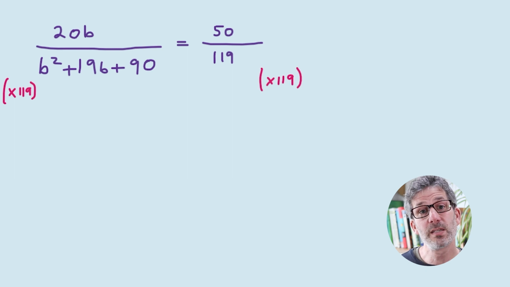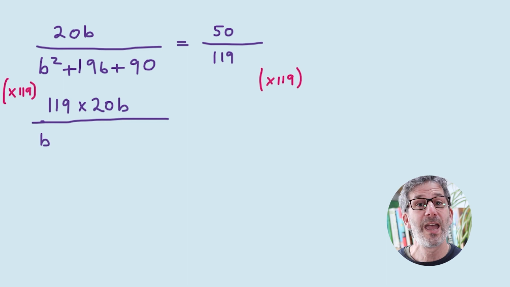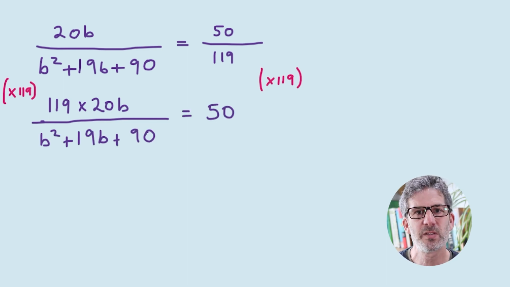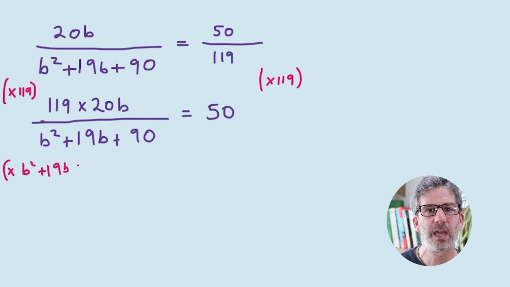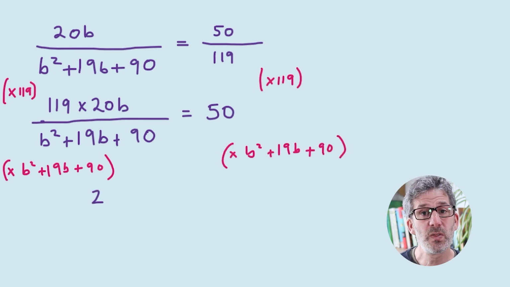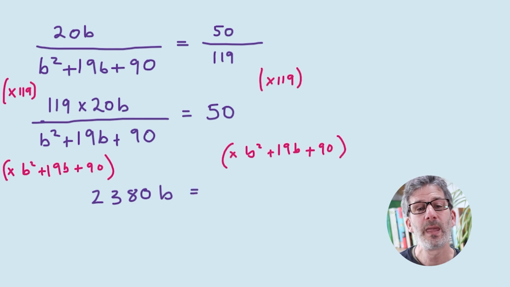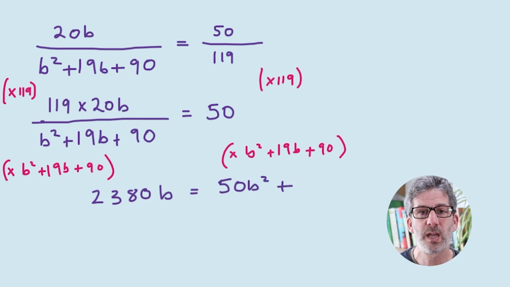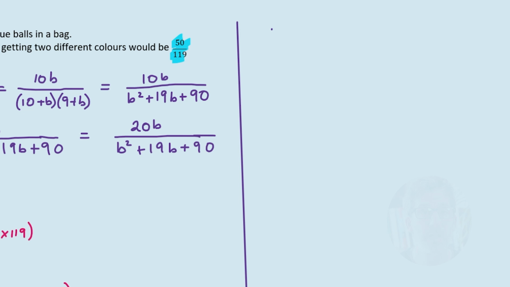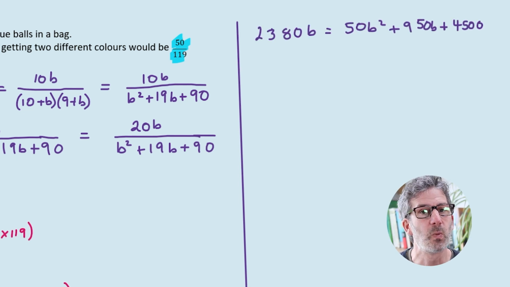That gives me 119 times 20b over b squared add 19b add 90 is equal to 50. Let's multiply both sides by b squared add 19b add 90. So the left-hand side is now just 119 multiplied by 20b, which is 2,380b. And the right-hand side becomes 50b squared add 950b add 4,500. And if you're comfortable with it, it's fine to combine both of those last two steps into one.